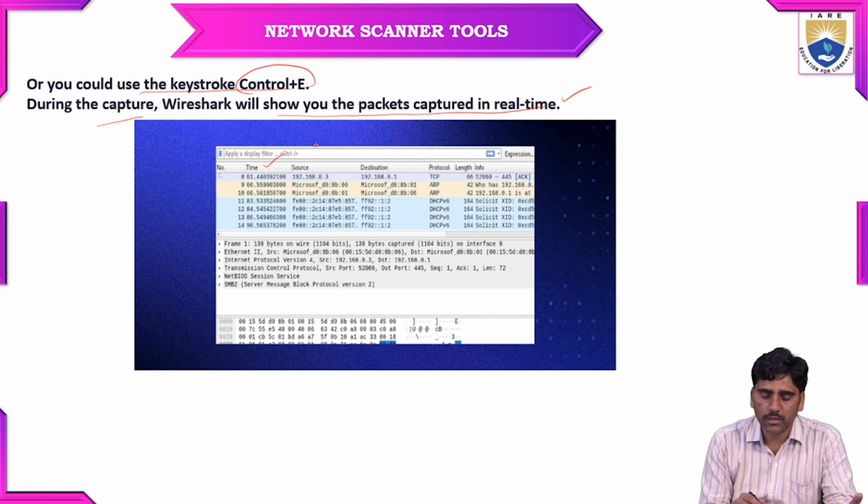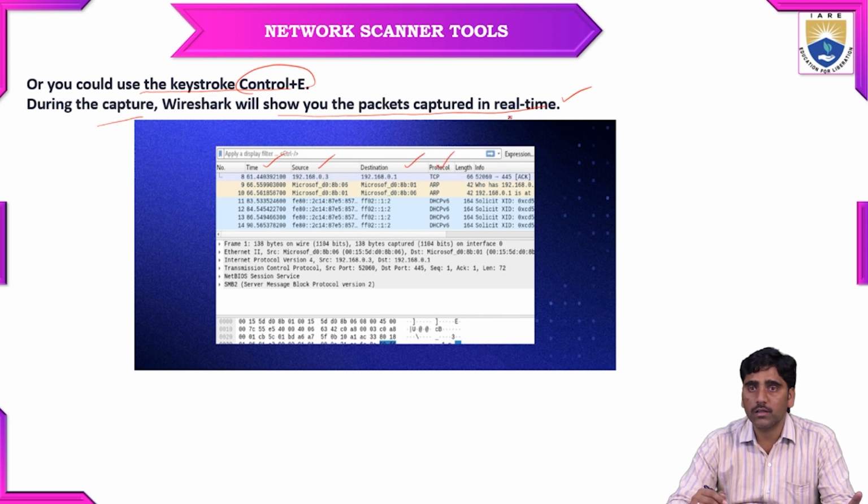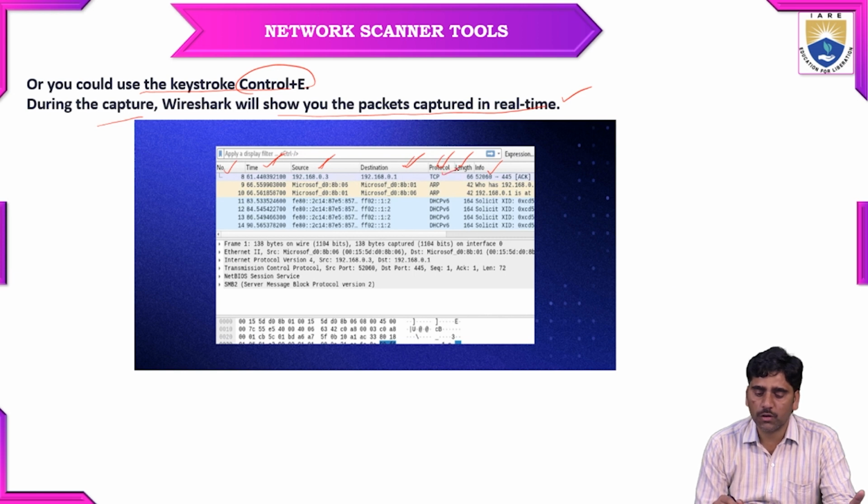So the packet time, the source, the destination, which protocol is being transmitted, the length of the packet, and information. Each and everything about the packet: the packet number, the time, the source, the destination, the protocol we are using, the length of the packet, and information about that packet. Here you can see some of the protocols like TCP, ARP, and DHCP version 6.